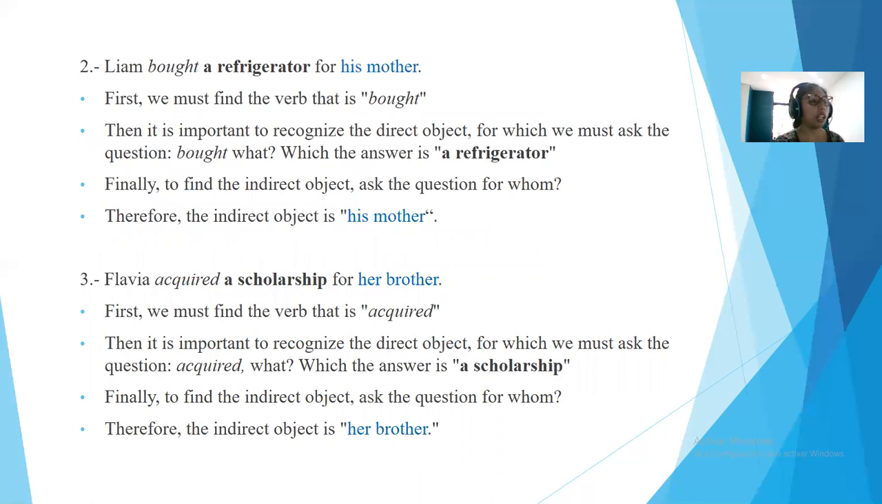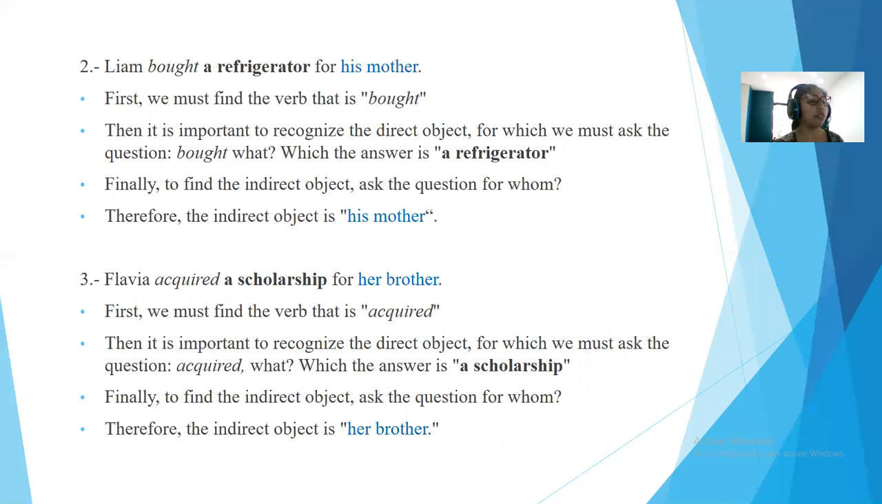Example number 2. Liam bought a refrigerator for his mother. First, we must find the verb that is bought. Then it is important to recognize the direct object, for which we must ask the question bought what, and the answer is a refrigerator. Finally, to find the indirect object, ask the question for whom. Therefore, the indirect object is his mother in the sentence.